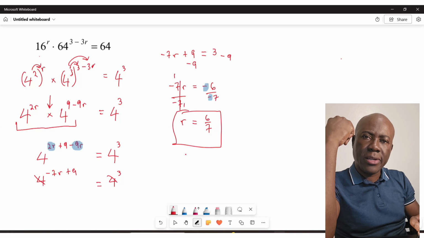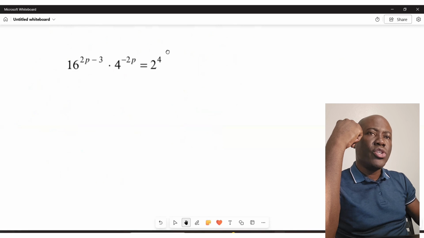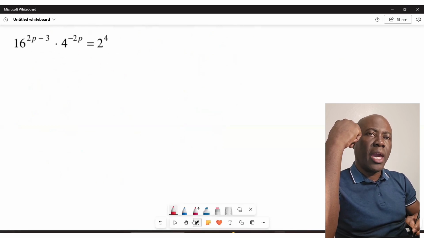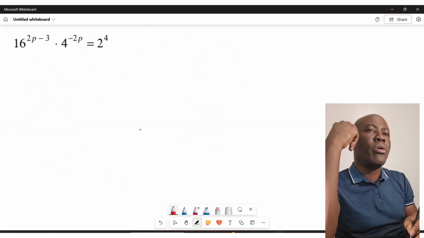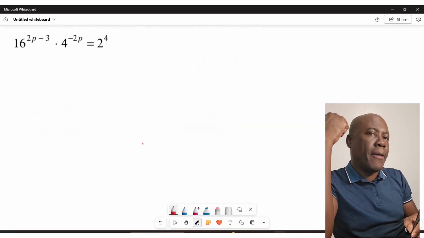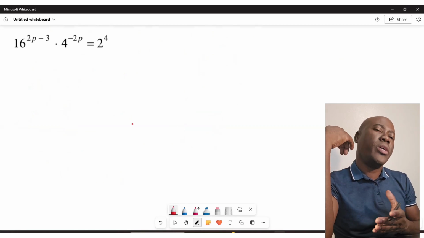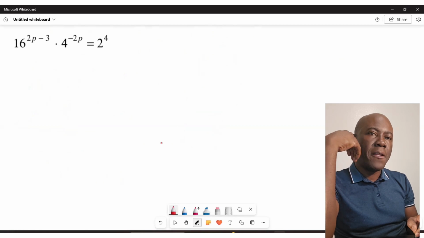Now, let us just take a look at the last problem, okay? Problem number 4 and the final. So we're looking at 16 raised to the 2p minus 3, and we're going to multiply that by 4 raised to the negative 2p, and it's equal to 2 raised to the 4th. Again, we're solving an exponential equation here, and what we want to do is make sure that we have the same base before we could proceed.